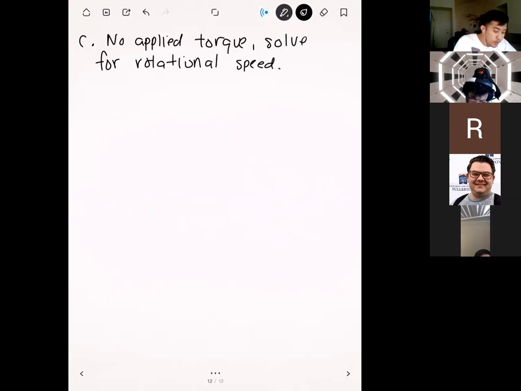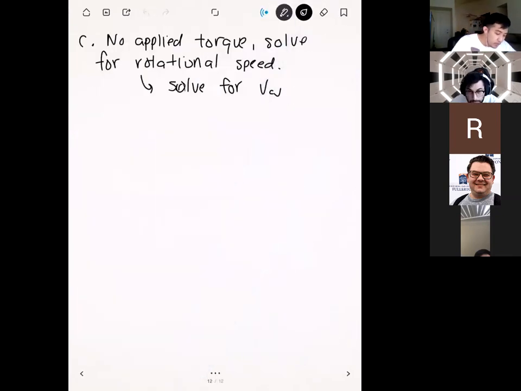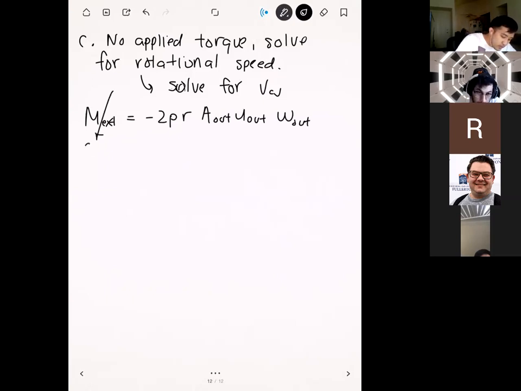Or in other words, first we're going to solve for VCV. And then from VCV, we can get the rotational speed of the spring. And so let's take our expression that we had right here, and let's start with that. But we're going to set M external equal to 0. So M external is going to be equal to -2 rho R times A out, U out, W out. And since we have no applied torque, we're going to set this equal to 0.